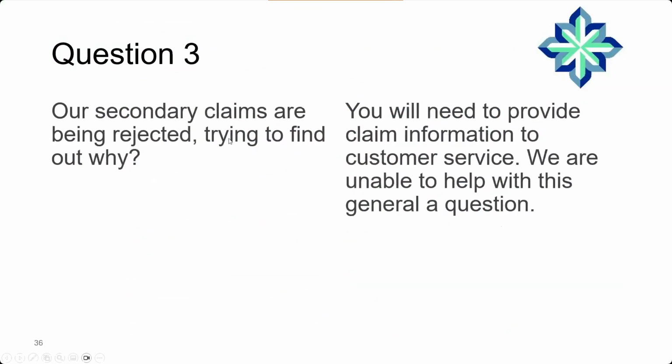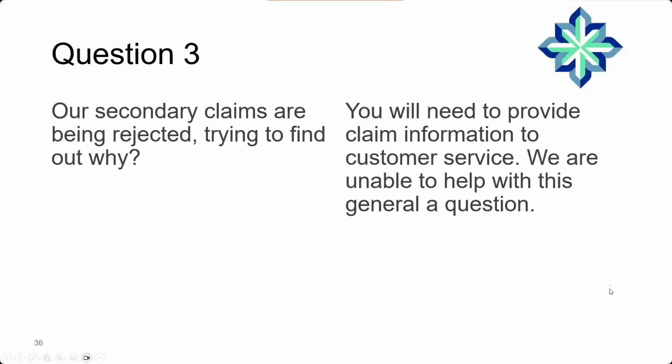Our secondary claims are being rejected, trying to find out why. This question is way too general for me. Karen and I, we have no idea why it's being rejected. I would have to look at the claim individually and then look at the individual audits and edits. I don't have access to those audits and edits. That's through customer service. So you really do have to contact them, give them a claim number, and let them look it up.